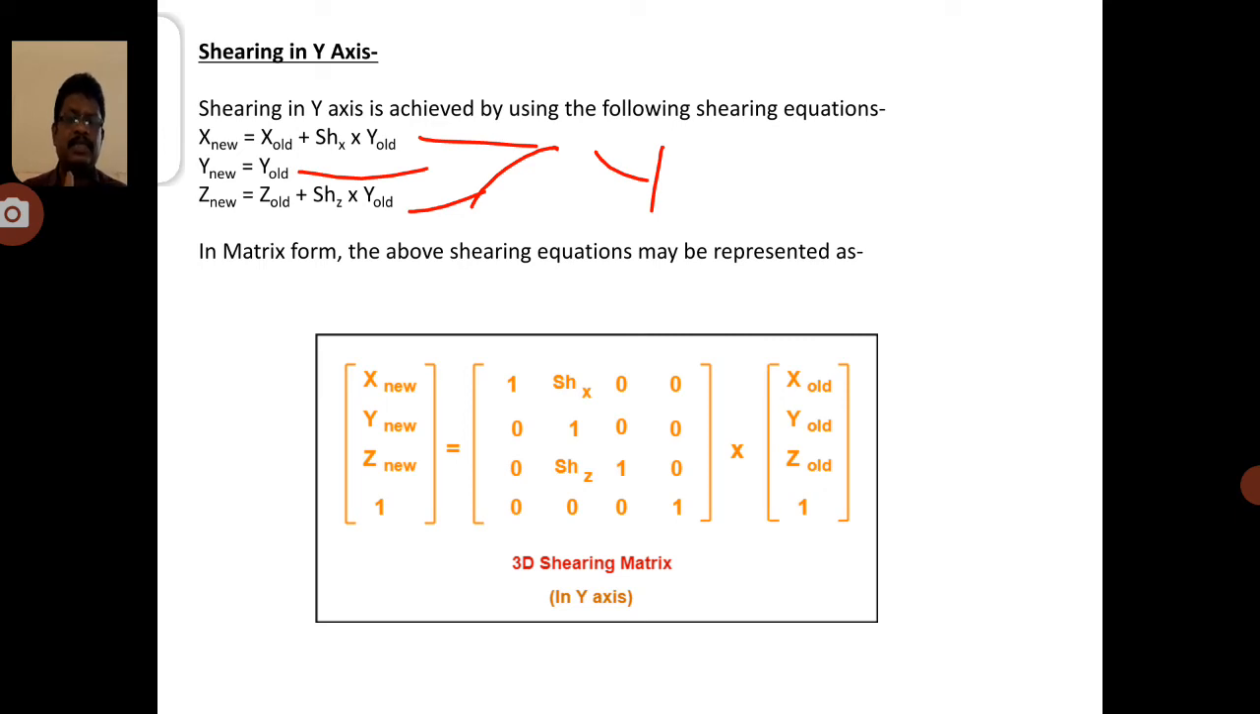Now you have to take the homogeneous matrix of this particular shearing on the y axis. There is no SHY value here. Already we observed in the previous one, there is no SHX value when we are shearing on the x axis. Now in the shearing on the y axis, there is no SHY value here. So SHX is there, SHZ is there, but there is no SHY value. The remaining values are similar. So here it is the shearing on the y axis.